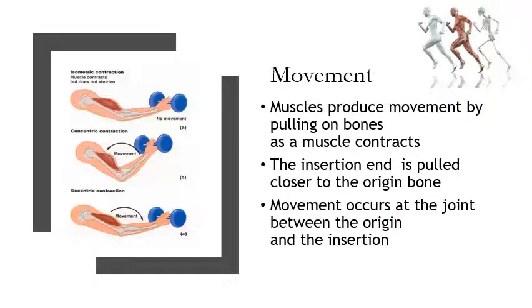Now that we've looked at the molecular part of this muscle, let's look at the outside of this muscle. The muscle produces movement by pulling on a bone as the muscle contracts. So the insertion end pulls closer to the origin. Movement occurs at the joint between the origin and the insertion. So remember I was talking about the origin and insertion above? Well, this is the actual movement of that.